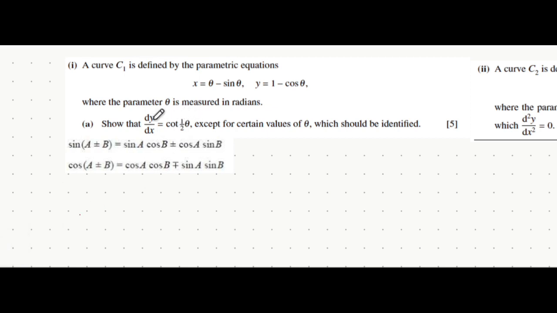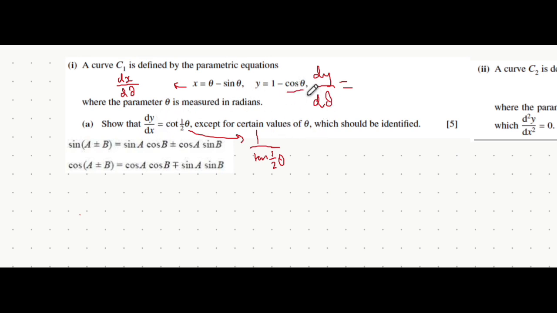It tells you to show that dy/dx is equal to cot of half theta. So just a reminder, cot is 1 over tan, so this can alternatively be written as 1 over tan of half theta. We are actually going to use that later on, but for now, let's form an expression for dy/dx. Right now, x and y are in terms of theta, so we can find dy/d theta by differentiating the right hand side with respect to theta. We can also find dx/d theta by differentiating the right hand side with respect to theta. Let's do both of them and then think about how to combine them to get to dy/dx.